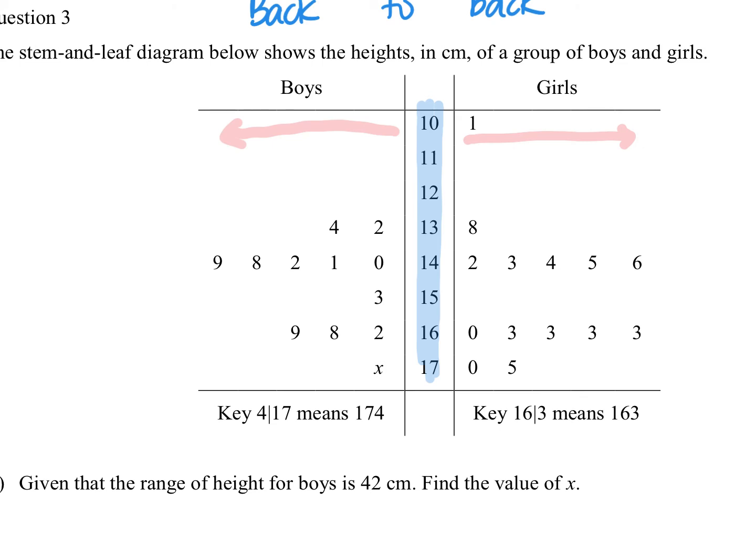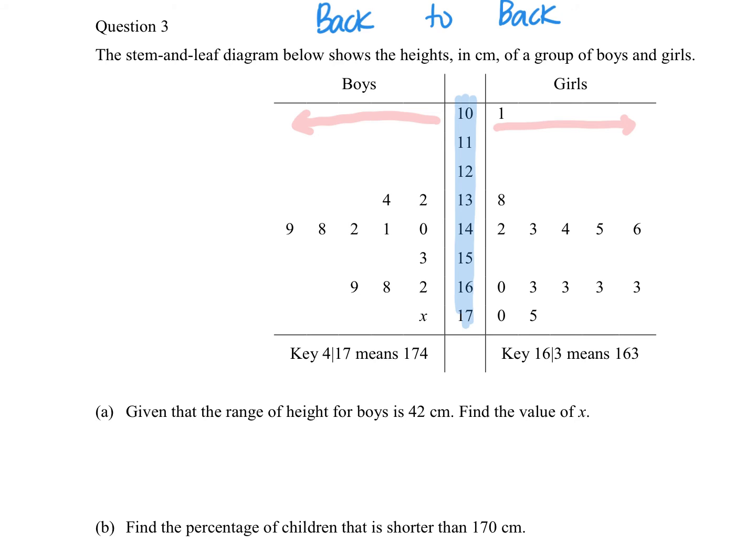Similarly, if I have a data value that says, for example, 417, it actually means the stem is 17 and the leaf is 4. So it means 174. Right? So before we begin, we need to make sure you know how to read the stem and leaf diagram, the values itself. Right? Next question, let's begin.